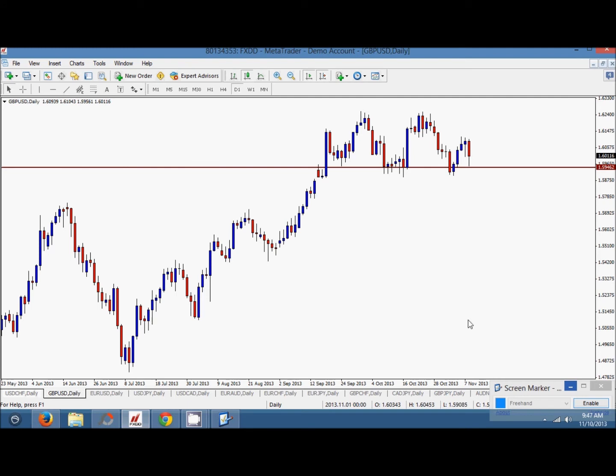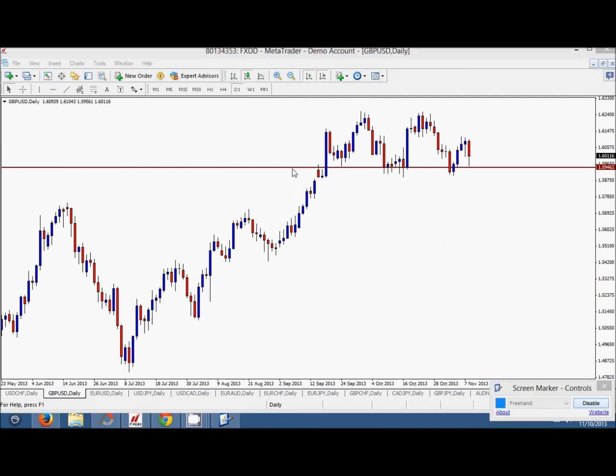So on this chart, we see that we have this major support zone right here that's been respected one time, multiple times right here, and then again right here, and right here. Prices are coming back down onto this support zone, and we're going to be watching to see what it does.